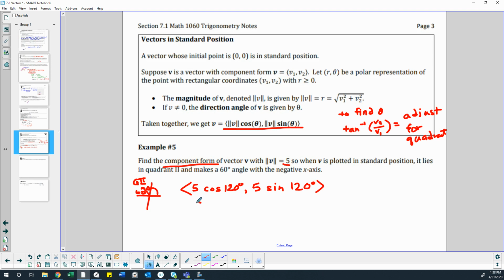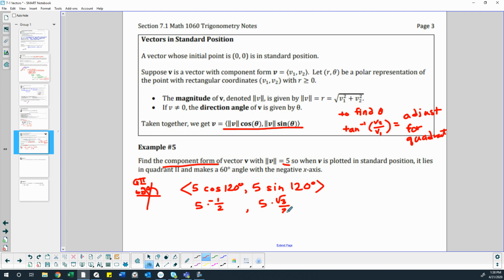So 5 times the cosine of 120. Well, the cosine of 120 is 1/2, I think, isn't it? And then we have 5 times the sine of, oh, it's negative 1/2. I thought of that. I corrected myself before anyone corrected me. They probably just don't want to interrupt me.